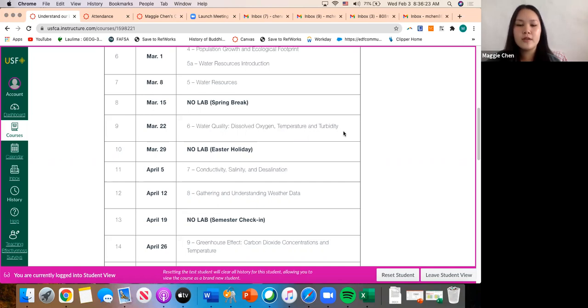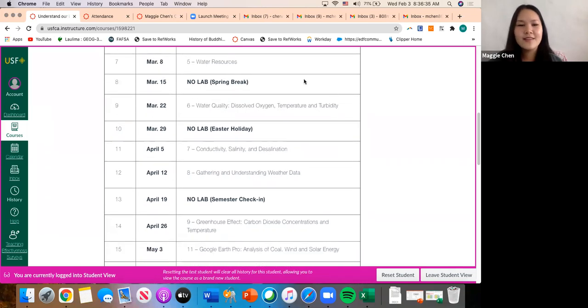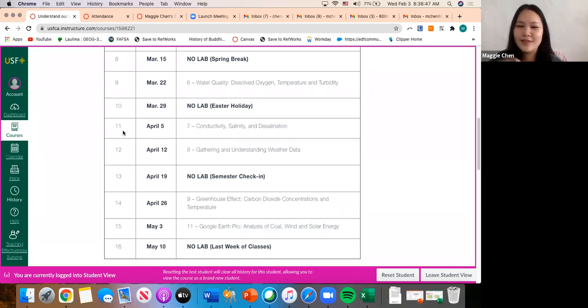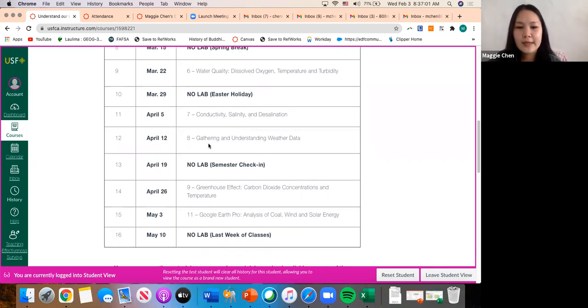What does it mean when there's a certain amount of oxygen? If it's cold, if it's hot, how does that affect the populations of fish or organisms that live in water? And then right after spring break, there's lab 6, but then there's the Easter holiday, so there's another week off, so there's no lab that week. April 5th, we're going over lab 7, which is conductivity, salinity, desalination, which also ties into other water quality parameters. And moving on to the next week for lab 8, we're looking at a different type of water, moisture in the air.